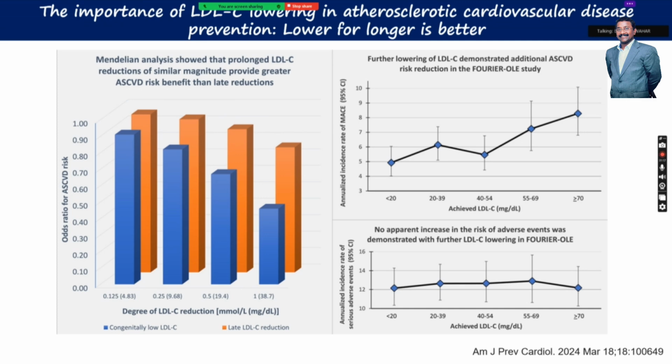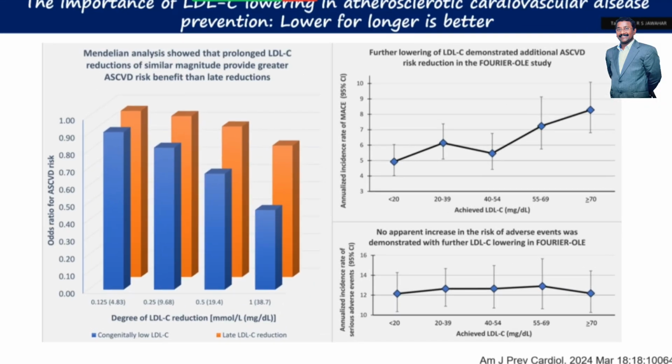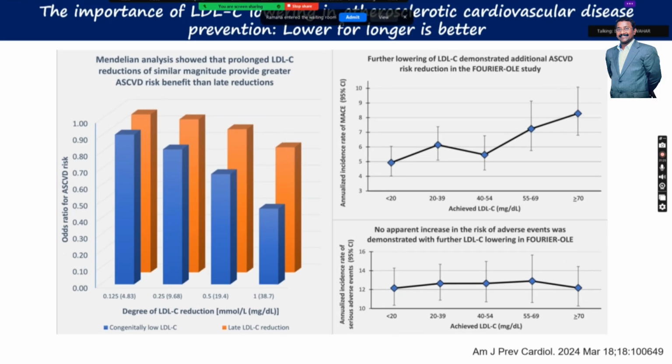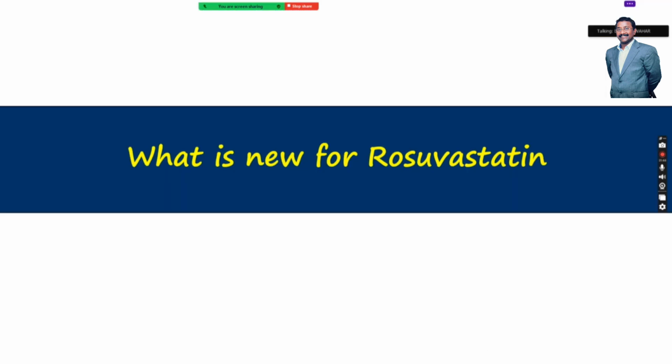See here, the degree of the LDL-C reduction. Prolonged LDL-C reductions of similar magnitude provide greater risk benefits than late reductions. So that means again, like our diabetic individuals, metabolic memory. So you have to start early. You have to reduce the blood sugars very effectively to avoid the long-term complications. The same thing also holds good for your statin therapy. So start early and high intensity statins.